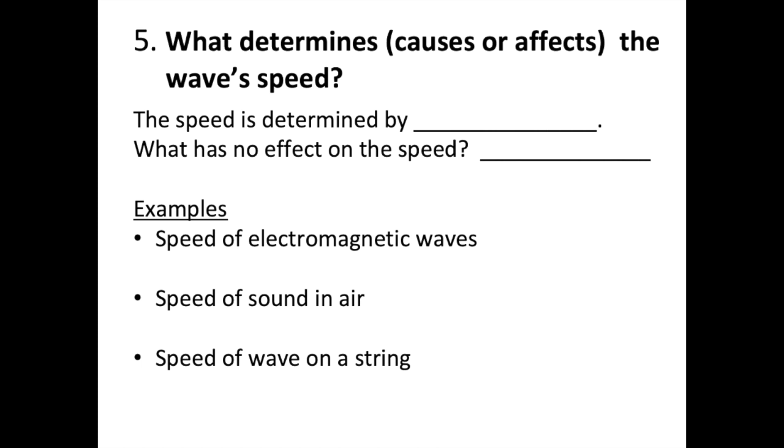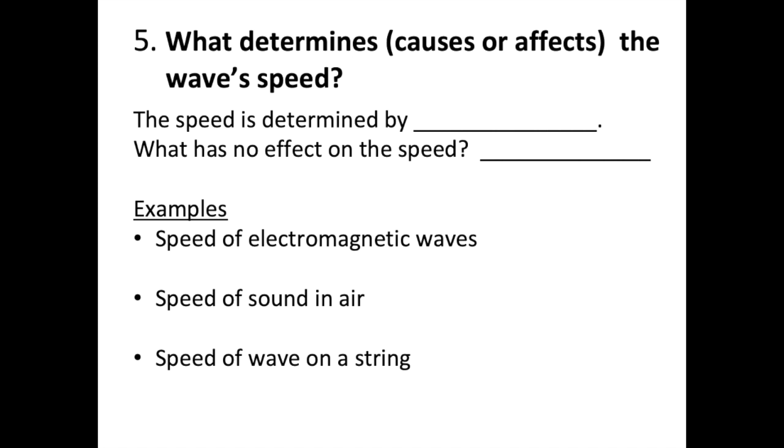Step 5, what determines, meaning causes or affects, the wave's speed? This is really important, and some of this you've seen already in the simulations. The speed is determined by properties of the medium. What has no effect on the speed? All the other things we looked at: frequency, period, wavelength, amplitude, and damping. So this is really important to remember. The speed is determined by properties of the medium, not how the vibration is started.